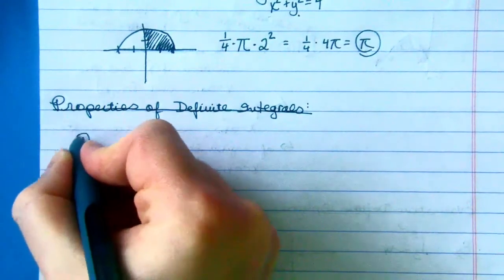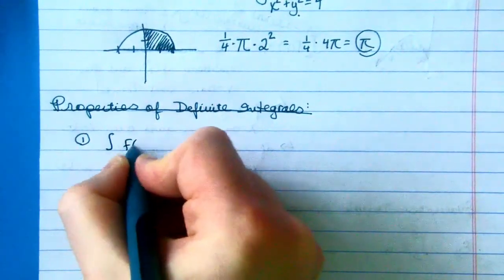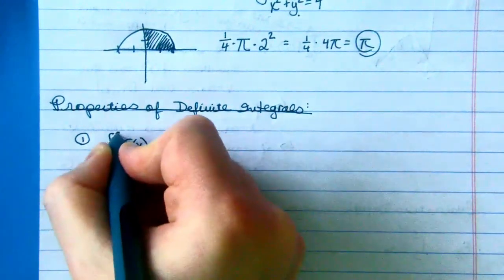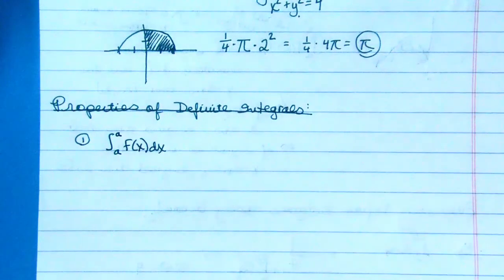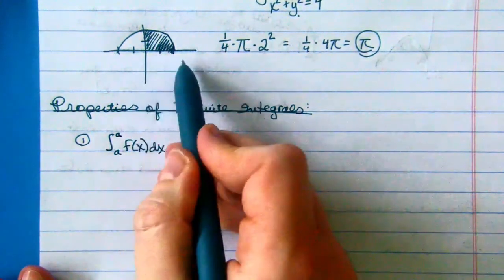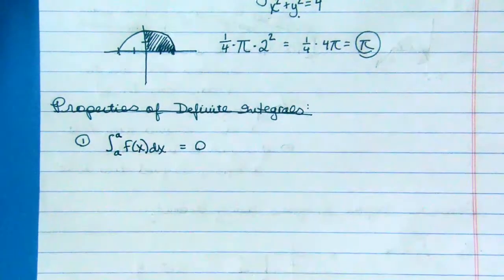First property. The integral of f of x dx of any function from a to a means find the signed area under f of x starting at a and ending at a. What do you think that's going to be? If you're starting and stopping at the same place, you didn't actually trace out anything. There wouldn't actually be any area. Your integral is just going to be 0.